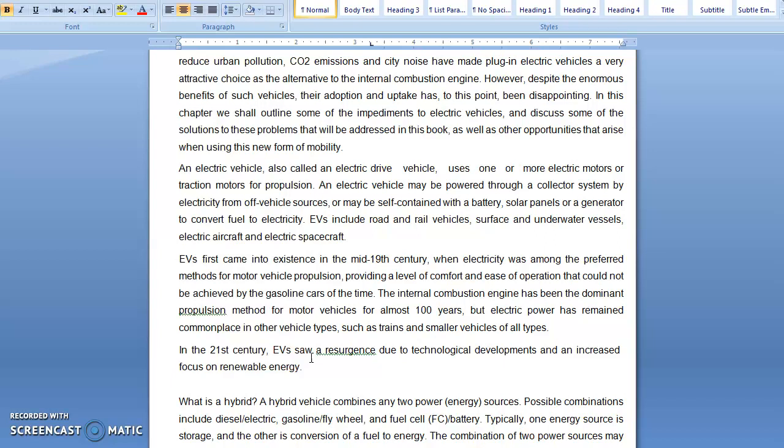So, if instead of using a conventional car, you are able to use an electric vehicle, then it helps us in both ways. Number one, it can save our fossil fuels, and number two, it helps us reduce tailpipe emissions like carbon dioxide gases and NOx gases.